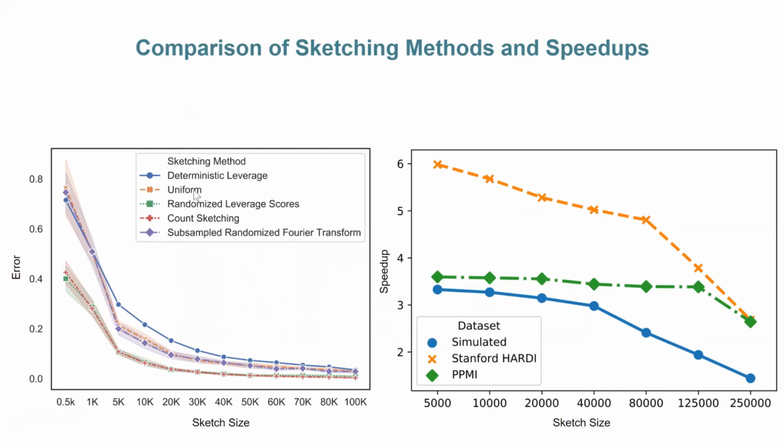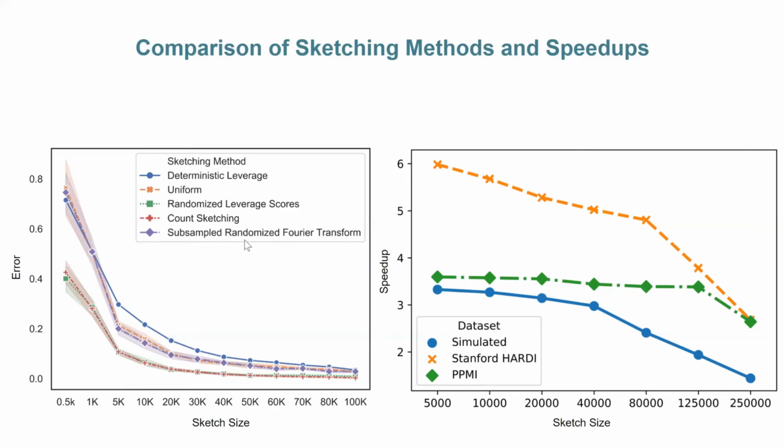The uniform is just uniformly sampling different voxels. The randomized leverage scores are the ones that I just explained, where you compute the leverage scores for all voxels, and then you choose randomly based on those leverage scores. Then you have count sketching, which is another type of sampling and rescaling method.